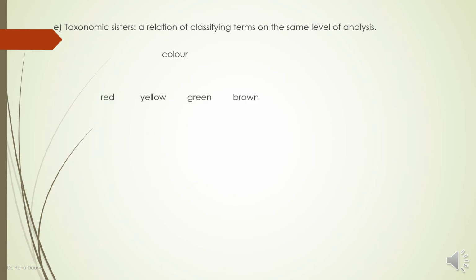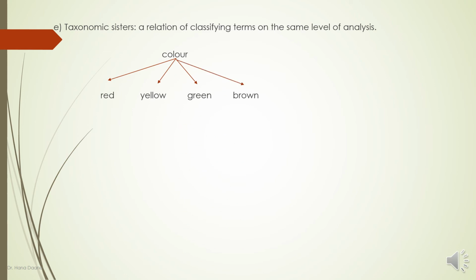The last form of antonymy or antonyms is the taxonomic sisters, or taxonomy. Taxonomy is a relation of classifying terms on the level of analysis. So it's a relation of classification actually. What do you mean by this? Now, we have the term color, for example, and color is related to red, yellow, green, and brown. There is a kind of relationship between red, yellow, green, and brown.